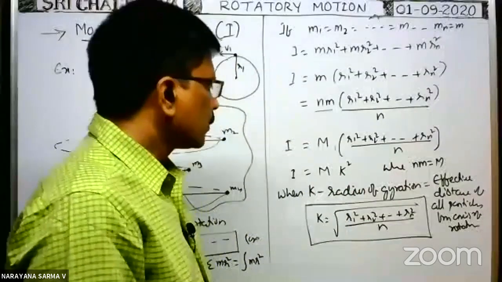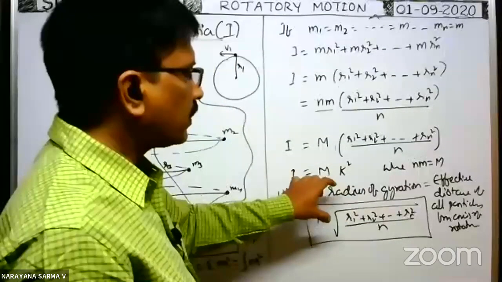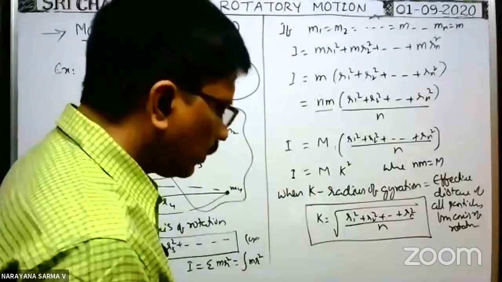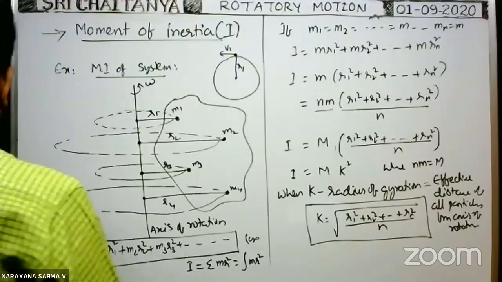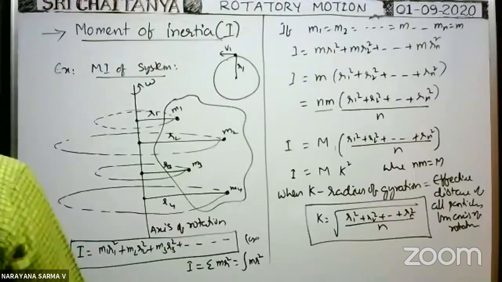Okay, right. So here this radius of gyration definition is also important. Now I want to discuss some note points related to moment of inertia.